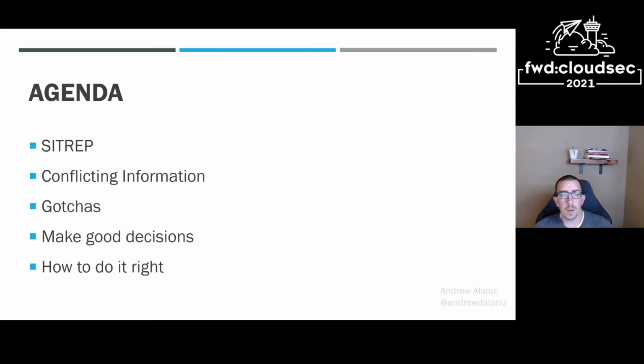So I'm going to start by setting the stage for where we were, and then I'm going to walk through some of the things that we found as we started deleting a large number of accounts. You'll find that there's some conflicting information within AWS documentation, and there are a number of gotchas to be aware of. So with that, we'll get started.